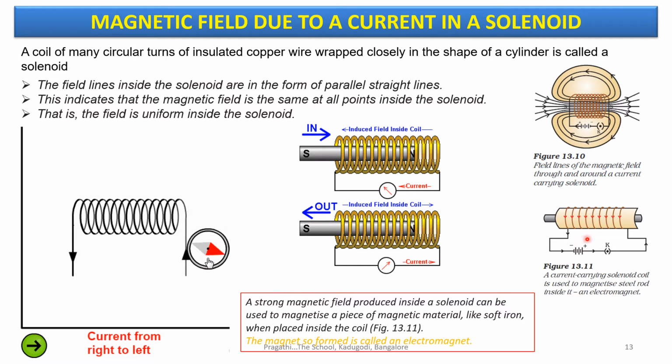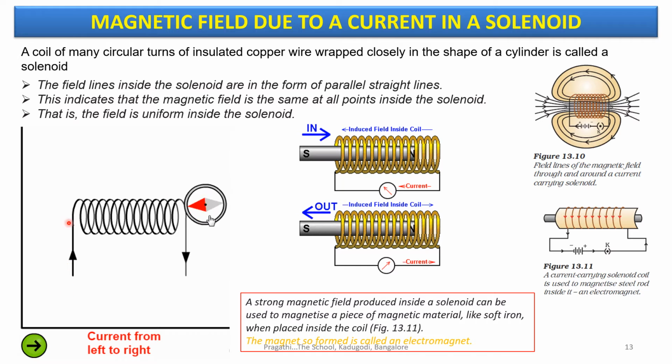Why the term electromagnet? Electro means electricity. Because of electricity, this has become a magnet, through the solenoid. So that's why it is called an electromagnet. Clear?